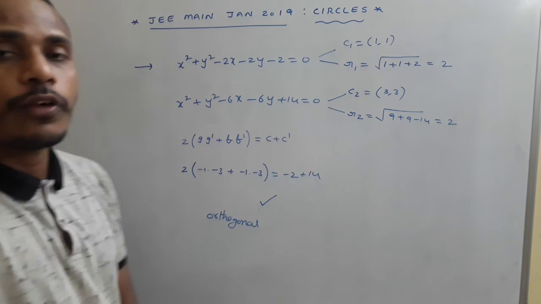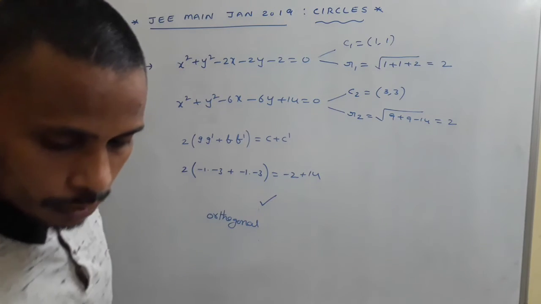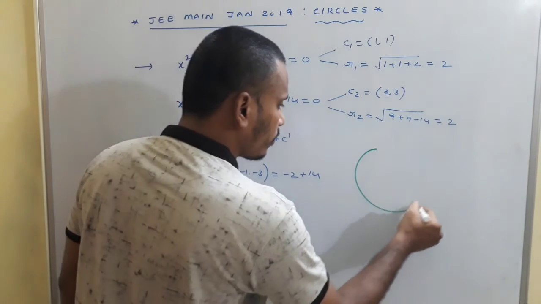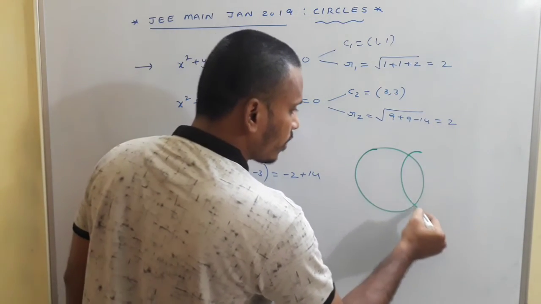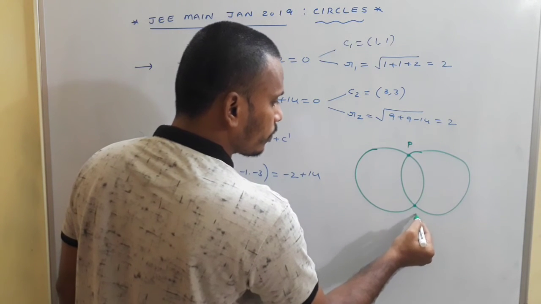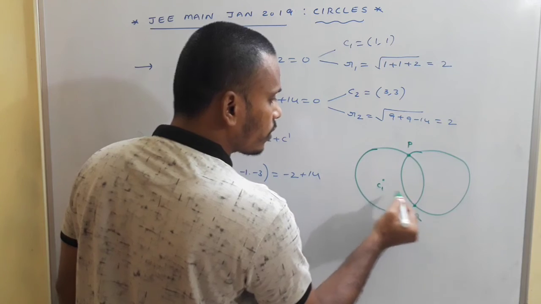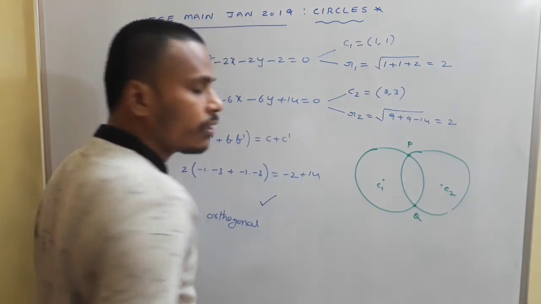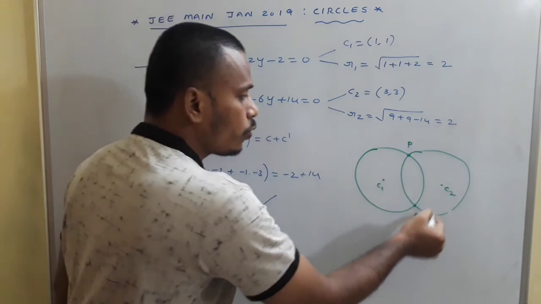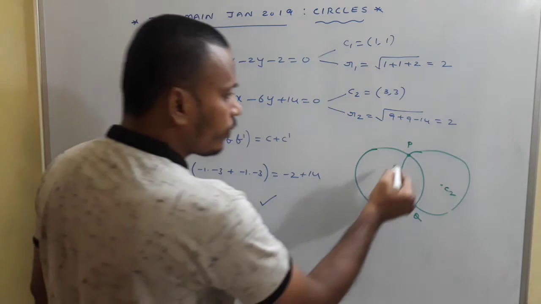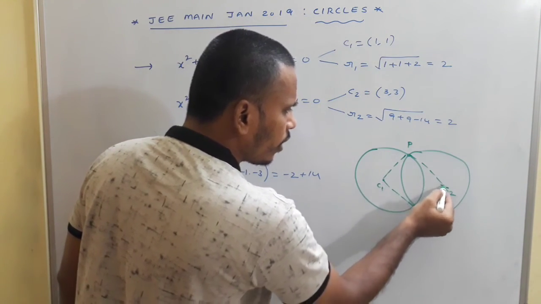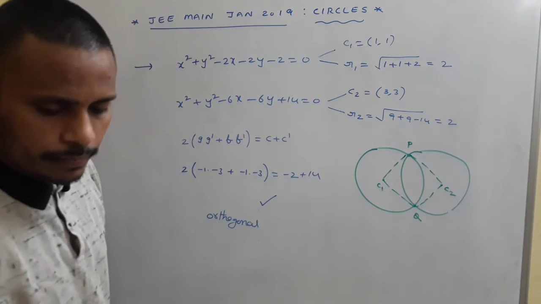Since the circles are orthogonal, now think about a suitable diagram for this problem. Suppose this is the first circle and this is the second circle. These two are of equal radii. The intersection points are P and Q, and here is center 1 of the circle and here is center 2. The question is about finding the area of the quadrilateral PC1QC2. If you join PC1, PC2, QC1, QC2, we need to calculate its area.